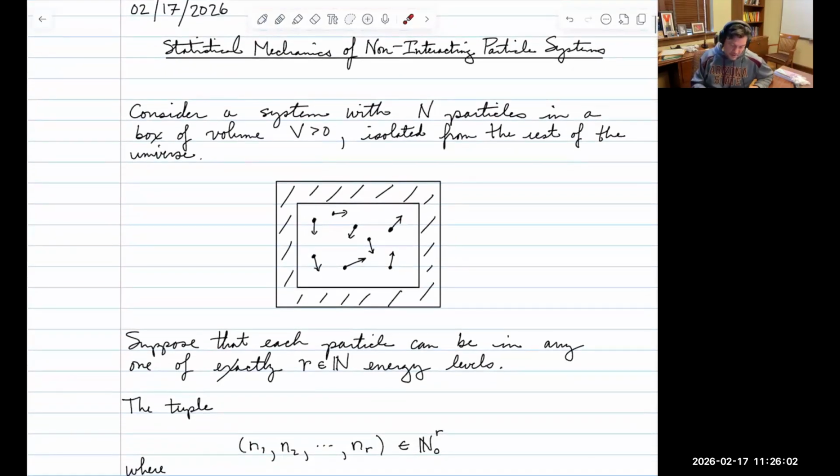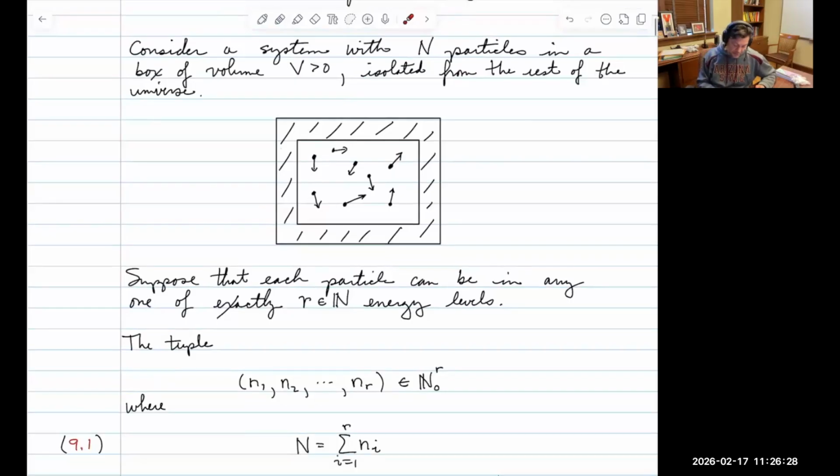So let's start with the assumption that we have N particles exactly. They're in some sort of box. We'll label this box volume V, although we don't need to know at first what its volume is. We'll see later that we do. We're going to assume that it's isolated from the rest of the universe, that particles can bounce off this box, but otherwise they're going to stay inside of the box.